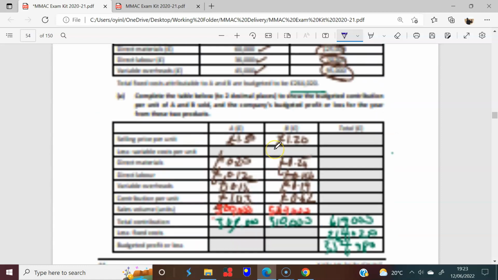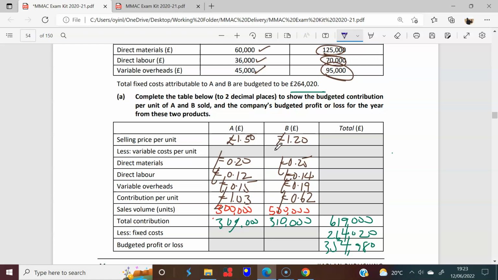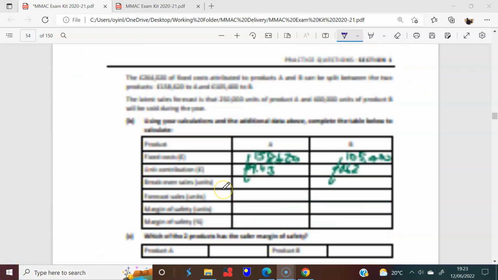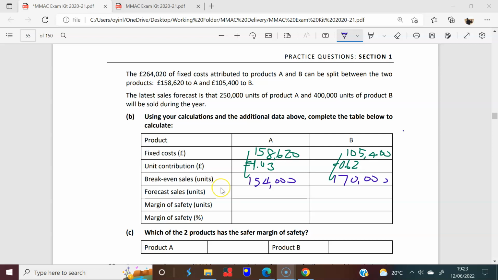The question then tells us we can now come up here and find the forecast sales. Here it is. The latest sales forecasts are 250,000 units of A and 400,000 units of B.